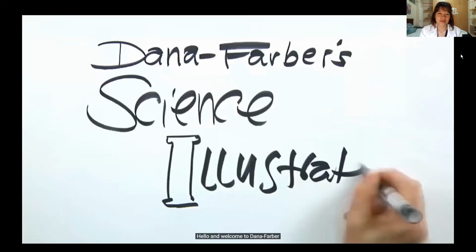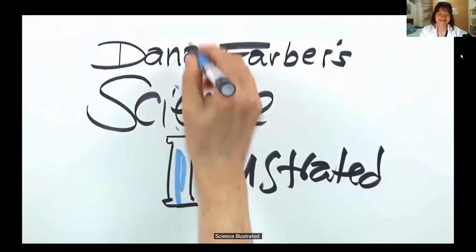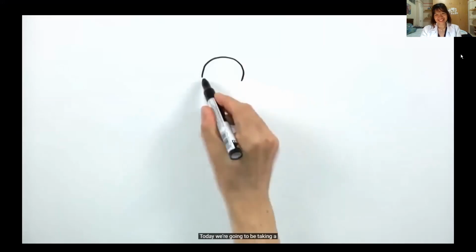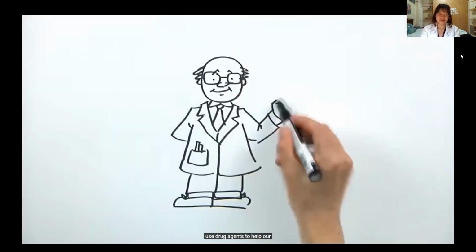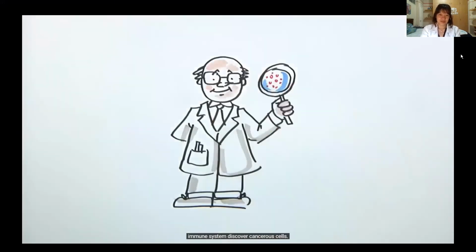Hello and welcome to Dana-Farber's Science Illustrated. Today we're going to be taking a closer look at how scientists use drug agents to help our immune system discover cancerous cells.